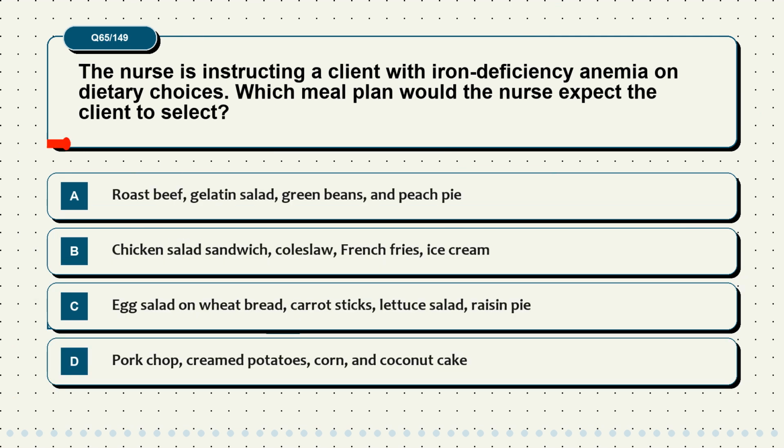Question 65. The nurse is instructing the client with iron deficiency anemia on dietary choices. Which meal plan would the nurse expect the client to select? Here are the options. Option A, roast beef, gelatin salad, green beans, and peach pie. Option B, chicken salad sandwich, coleslaw, French fries, ice cream. Option C, egg salad on wheat bread, carrots, steaks, lettuce salad, raisin pie. Option D, pork chop, creamed potatoes, corn, and coconut cake.